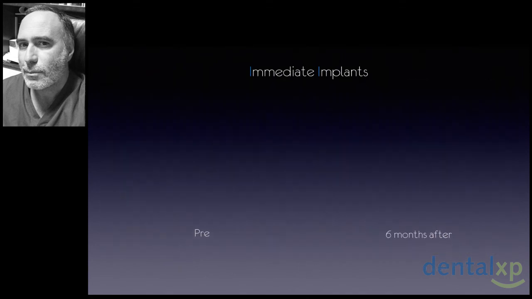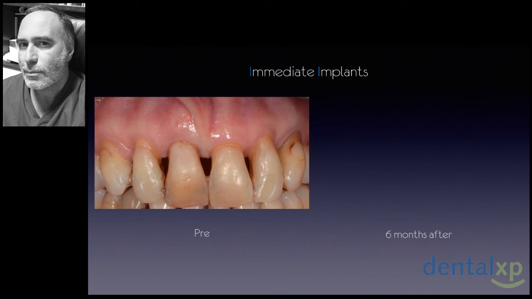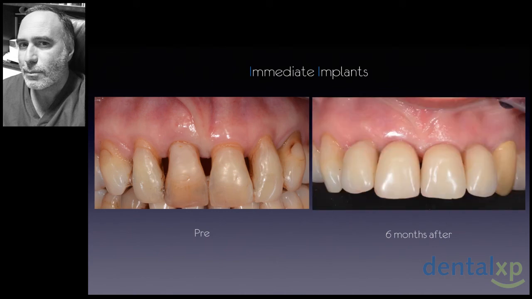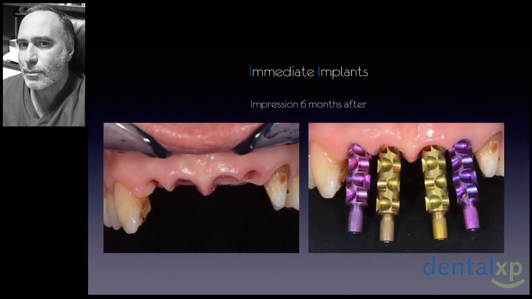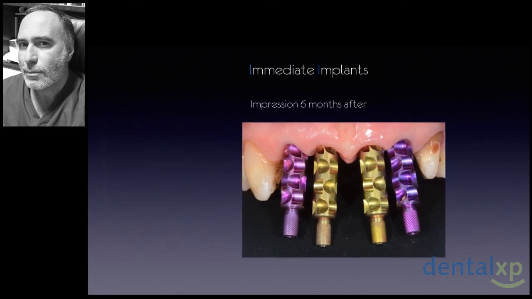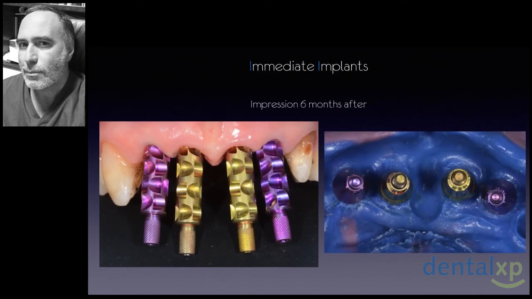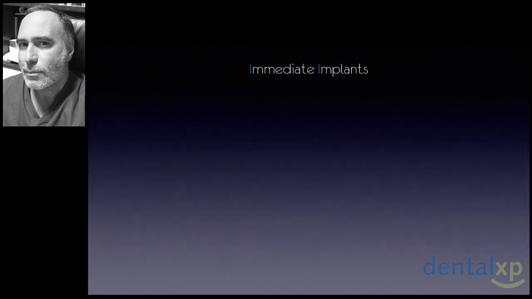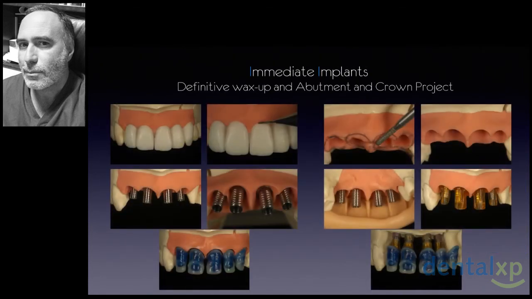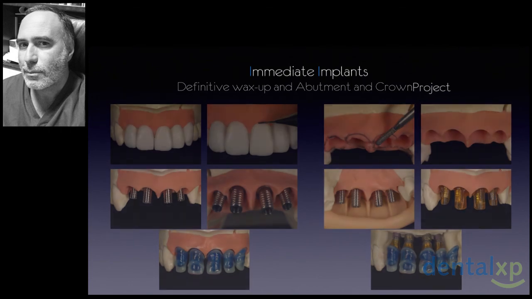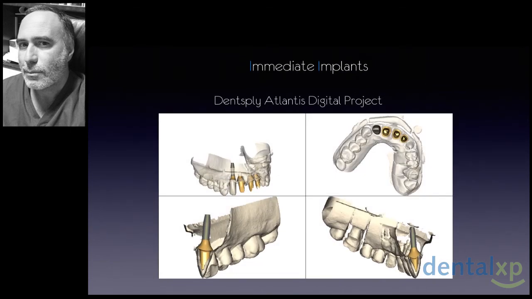6 months after, we can see the level of fibromucosa as being lower than the beginning. The soft tissue aspect and the impression coping, and impression with Impregum and Permadyne light. Definitive work and the project of the laboratory, and the digital project of the individual abutment with Atlantis.